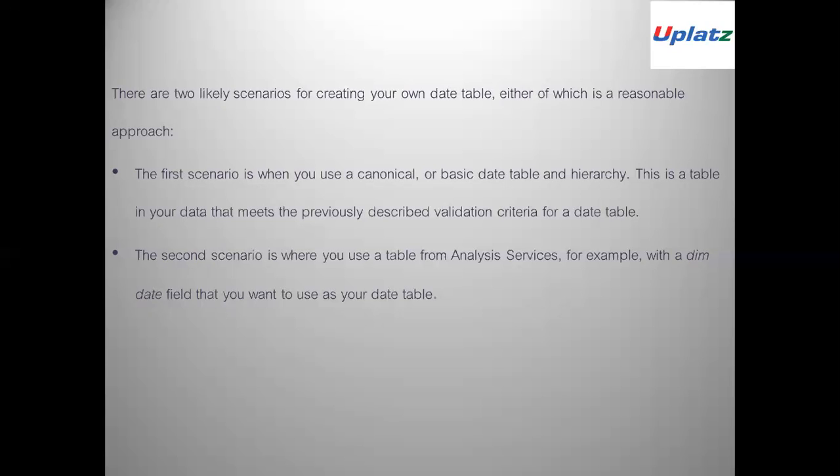We are trying to understand this with the help of scenarios. In the first scenario, we use a canonical or basic date table hierarchy, and this table meets the previously described criteria for a date table. We use an axis with the dimension table date field as our date table. These are the two scenarios: one in the canonical or basic date table hierarchy, and the other using Analysis Services, a table like the dimension date.